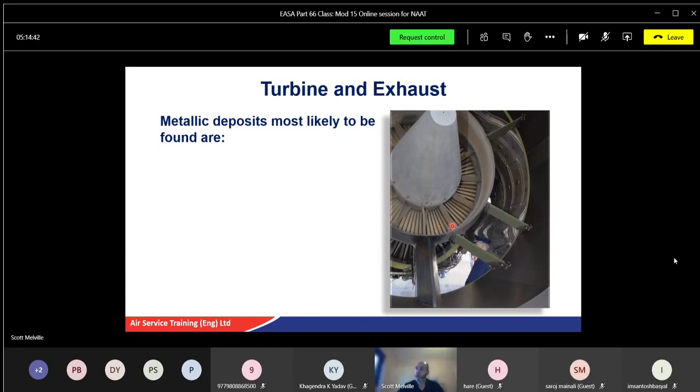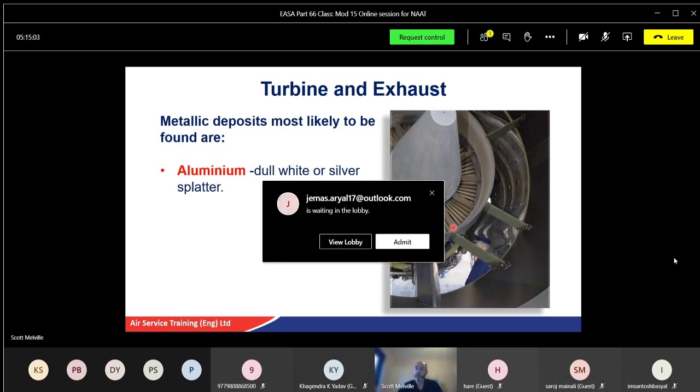And likewise, in the diffuser part here, this type of engine doesn't have a long exhaust, it's just a very short system, but any discoloration in here or on the support struts as well will give you an indication of what's maybe going wrong. Could be metallic debris. And the ones we look at are these ones. If you get any aluminium bits of metal out, you'll get a dull white or a silver type splatter, like a sparkly effect.